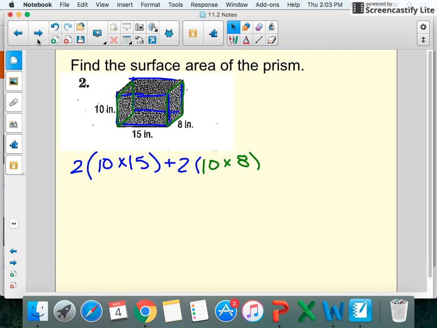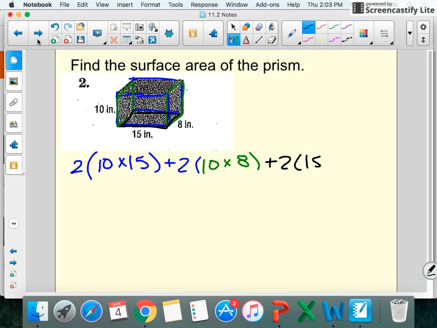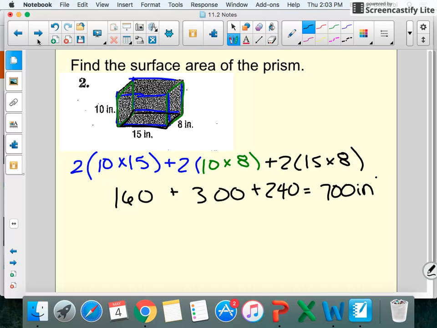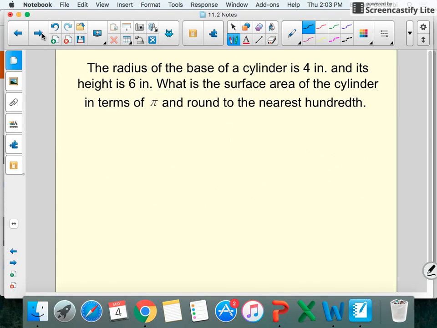And then you have them on the top and the bottom here. So that's my 15 by 8. So I'm going to do plus 2 times 15 times 8. So I have to add everything together. This comes out to be 160 plus 300 plus 240. And that gives you 700 inches. And again, it's squared because it's area.